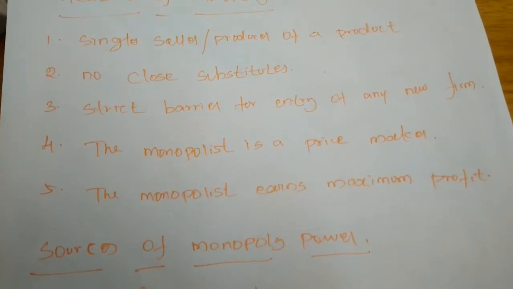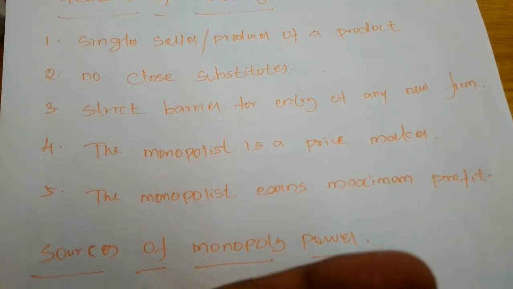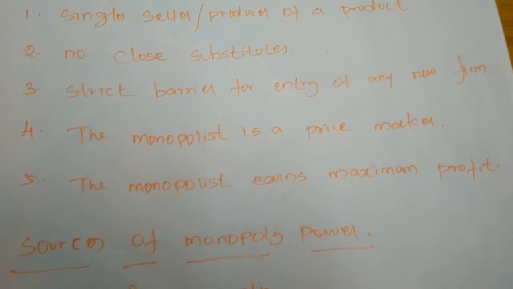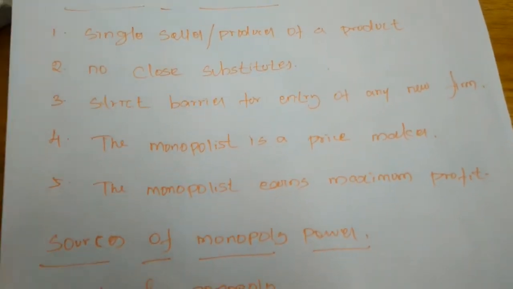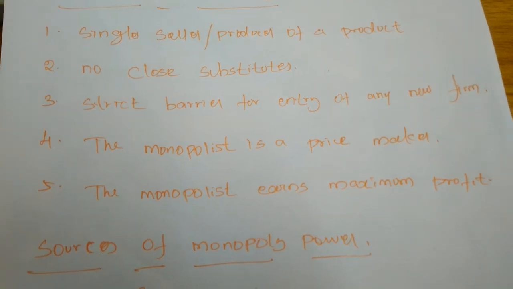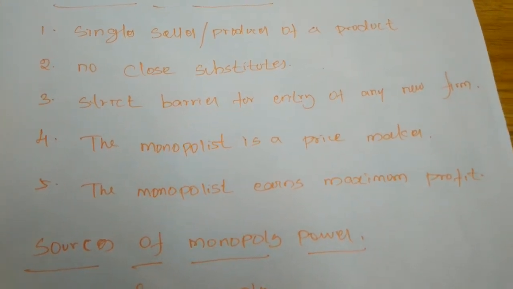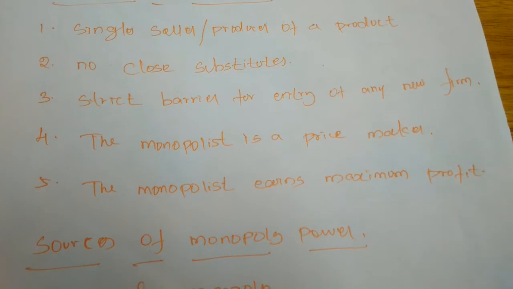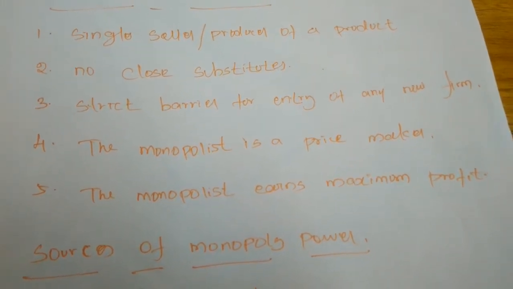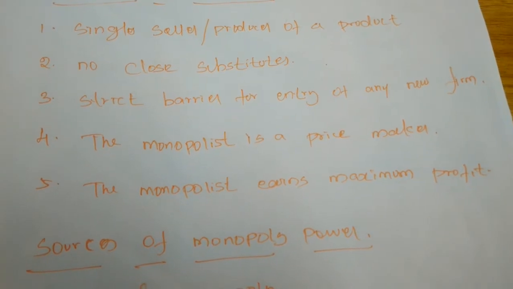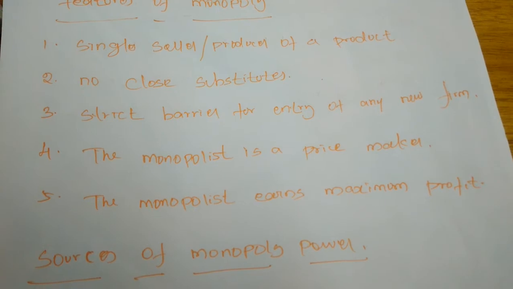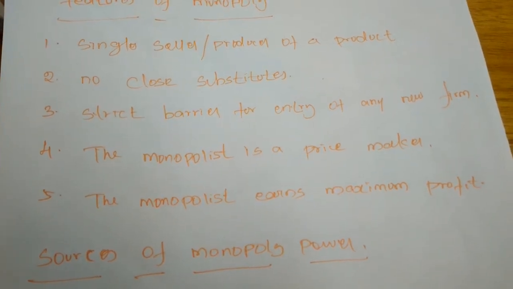That is the price taker. But in this monopoly market, the monopolist is a price maker. Price maker means he only has the power and rights to fix the price for his commodities. Suppose, for example, if an author is publishing a book, he only has the rights to fix the price for his commodity, because he only knows how much trouble there was in producing that commodity.